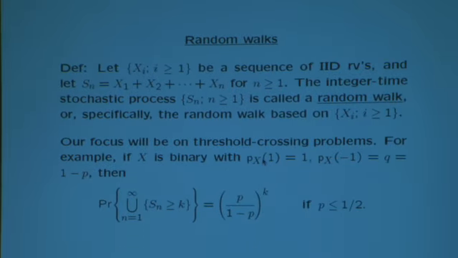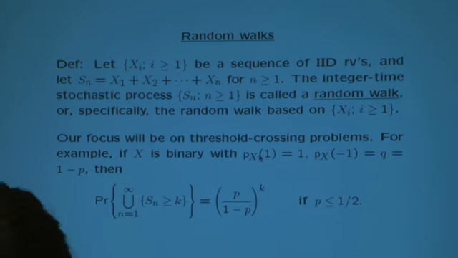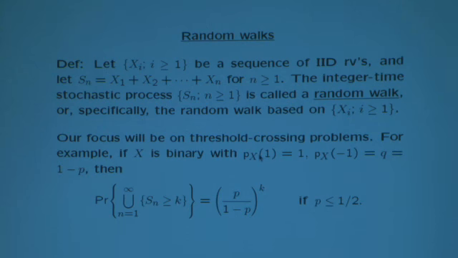and remember what we were doing last time. A random walk, by definition, you have a sequence of IID random variables. You have partial sums of those random variables. S sub n is the sum of the first n of those IID random variables. And the sequence of partial sums, S1, S2, S3, and so forth, that sequence is called a random walk.